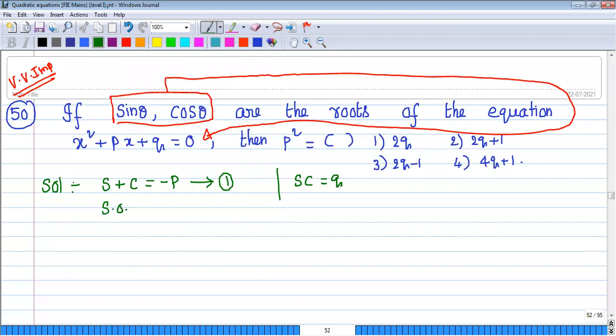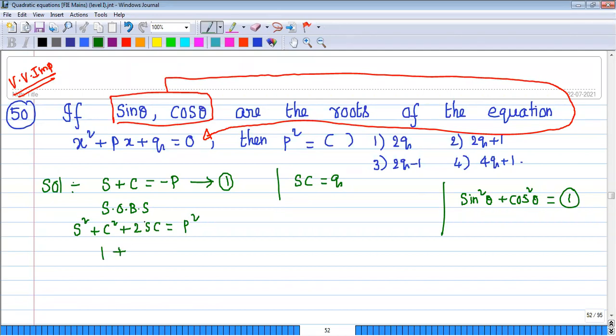Squaring on both sides, you get sin square theta plus cos square theta plus 2 sin theta cos theta is equal to p square. Very interesting: sin square theta plus cos square theta is the identity, it's 1. So we can write 1 plus 2 times the product of sin theta and cos theta, that is q. So 1 plus 2q is equal to p square. Therefore, p square equals 2q plus 1.